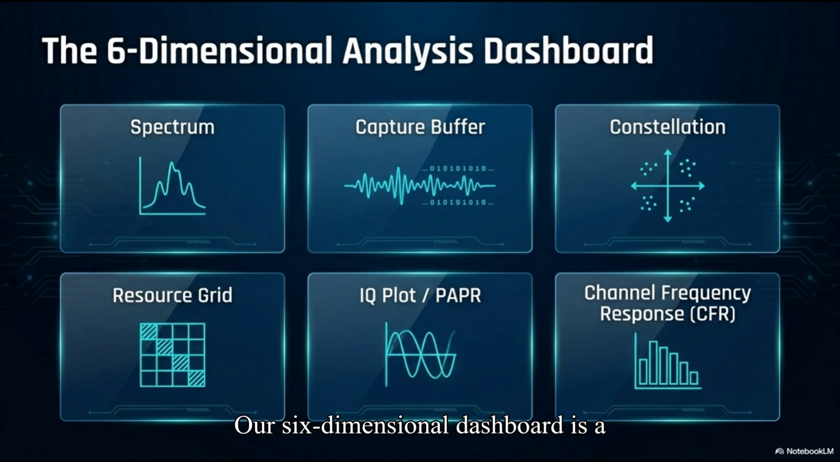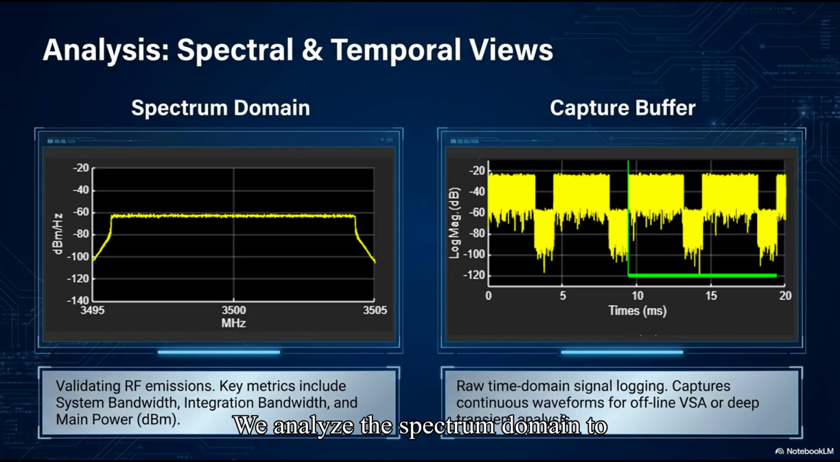Our 6-dimensional dashboard is a game changer. It integrates spectrum, capture buffer, constellation, resource grid, IQ, PAPR, and CFR, providing a holistic view of signal health at a glance. We analyze the spectrum domain to validate RF emissions and key power metrics. Simultaneously, the capture buffer logs raw time domain waveforms for offline VSA or deep transient analysis.